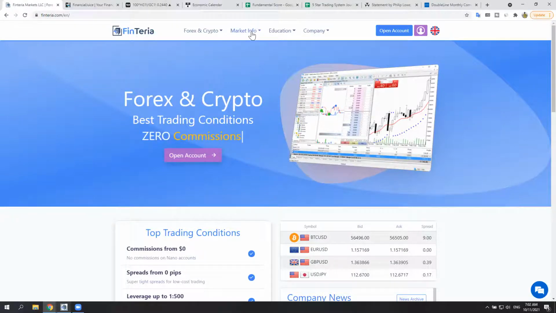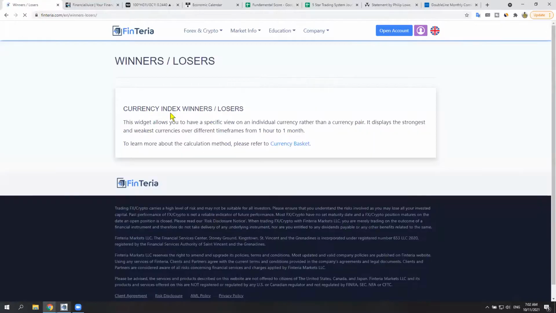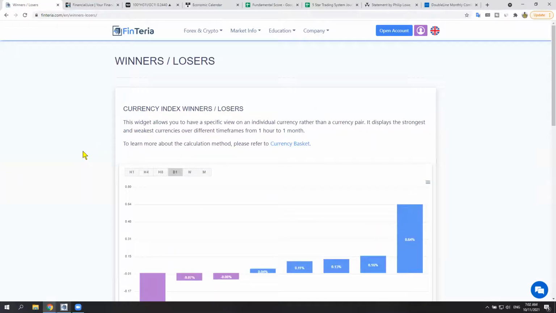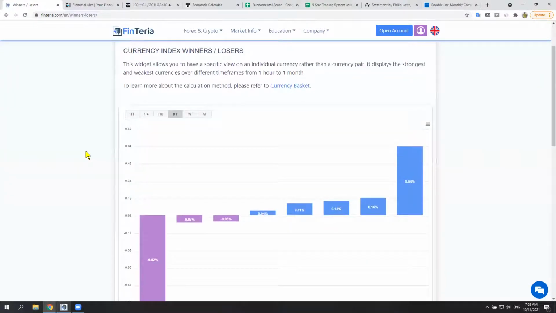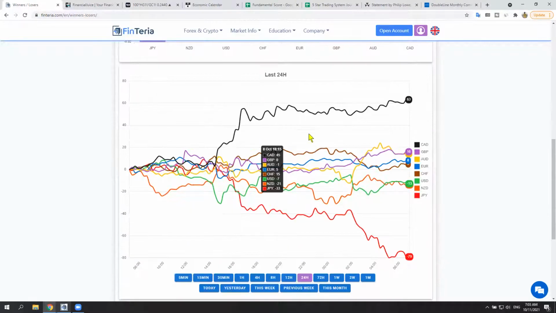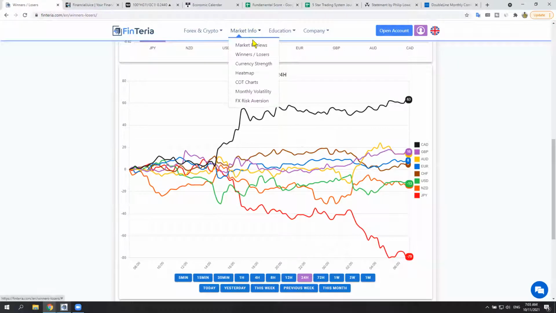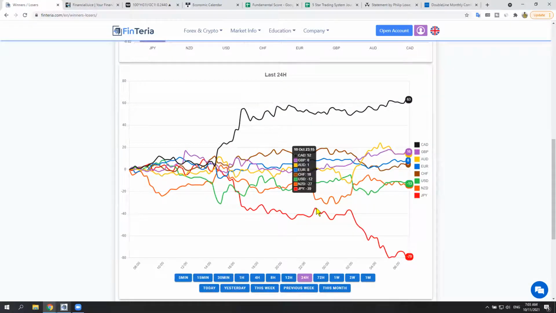I'm going to start my analysis as usual with winners and losers. It's a great tool that I like to use on a daily basis. It shows you the strongest and the weakest currencies across different time frames, from 1 hour up to 1 month. In addition to this tool, we have a new version called Currency Strength. It's also available separately as an independent widget. You can launch it from the Market Info section and then select Currency Index. And I will mainly use this new tool to explain the tendencies on the markets.